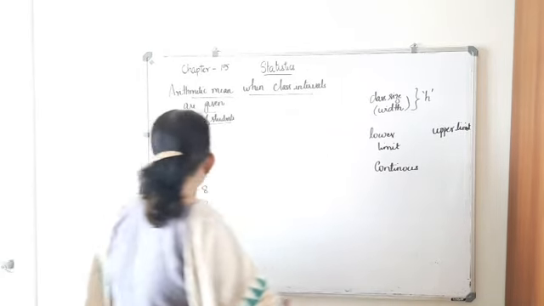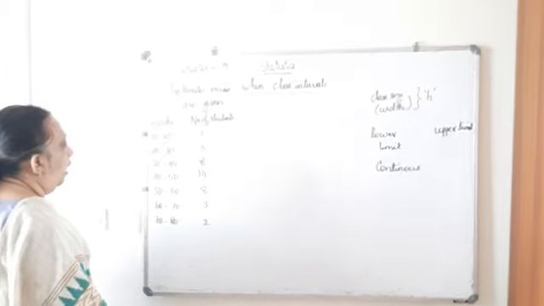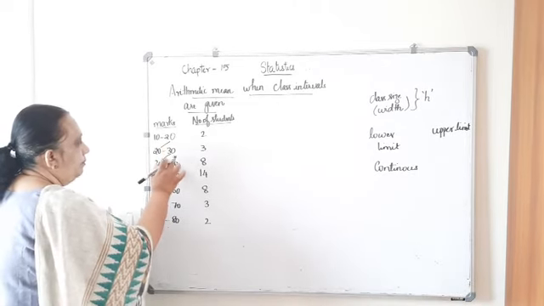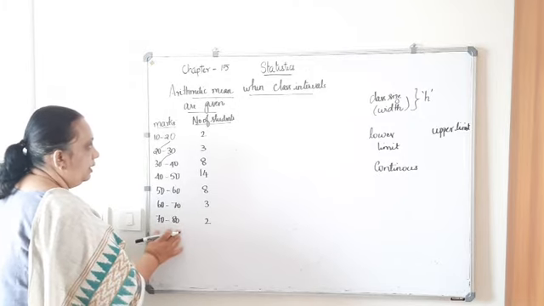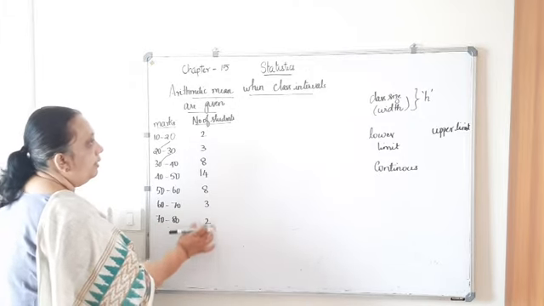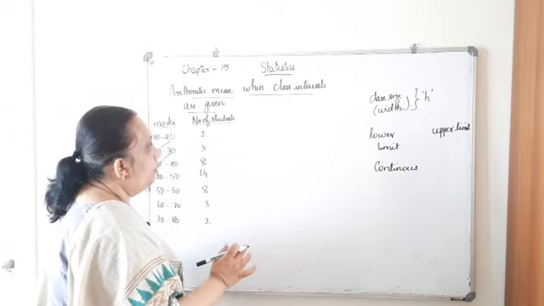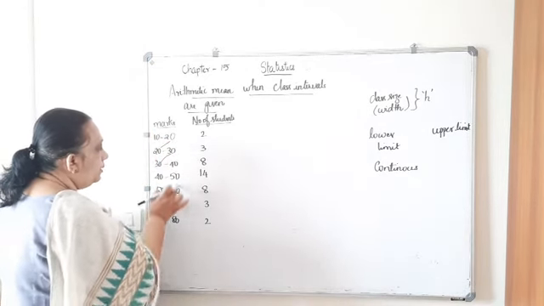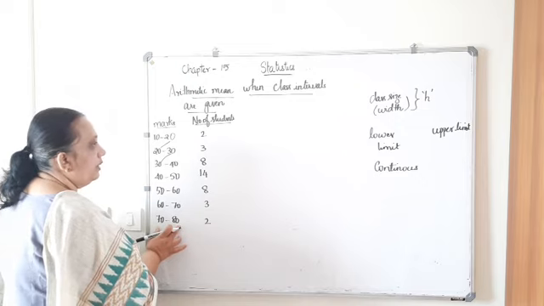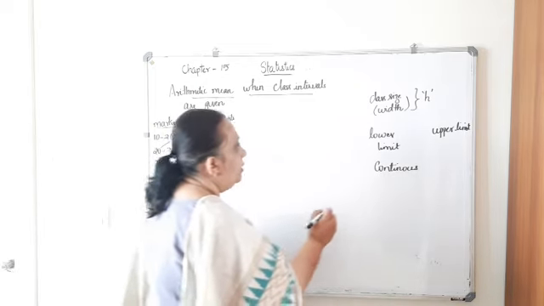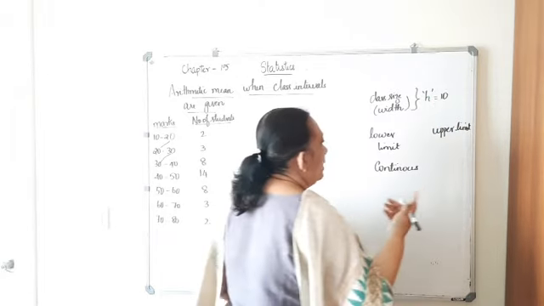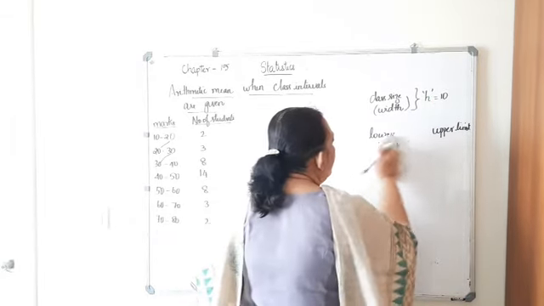Now, in this case, I have told you, this is the lower limit, this is the upper limit. It is continuous, the frequencies are given. Now, how do you find the class width? In this problem, throughout the problem, the class width is equal to 10. Class width is denoted by h and it is equal to 10. Class width can be 5, class width can be 3, any value it can be.